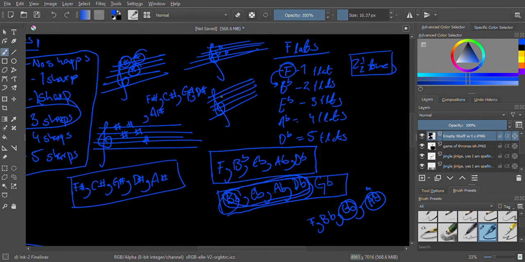And you write B flat on this middle line, you write E flat on the top space, you write A flat on the second space, you write D flat on this fourth line, and you're done. This is A flat major scale.